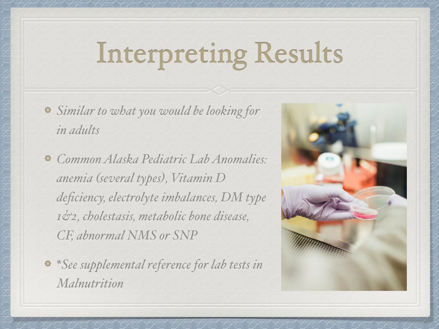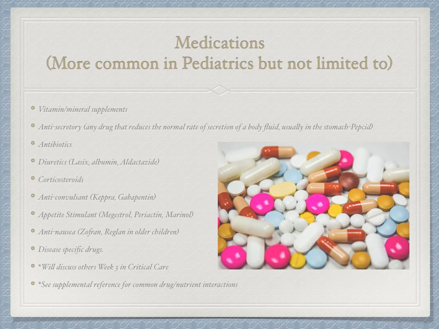Some common Alaska pediatric lab anomalies are anemia, there's several different types, vitamin D deficiency, as we mentioned before, electrolyte imbalances, diabetes type 1 and 2, cholestasis, metabolic bone disease, cystic fibrosis, and abnormal newborn metabolic screens or SNP array. A SNP array is a genetic test sent out to determine if there is a genetic anomaly or component that needs to be addressed. For more information, you can see your supplemental reference for lab tests and malnutrition, which is located on your dashboard.